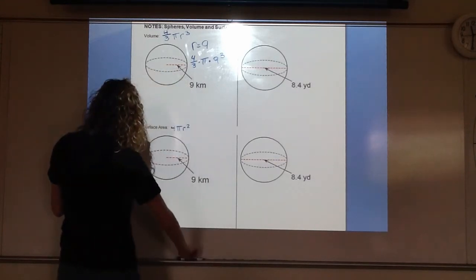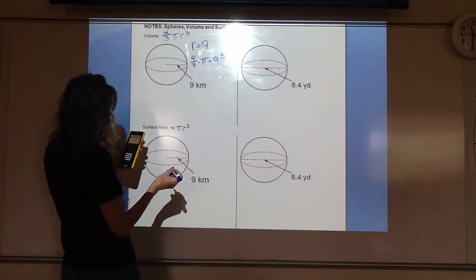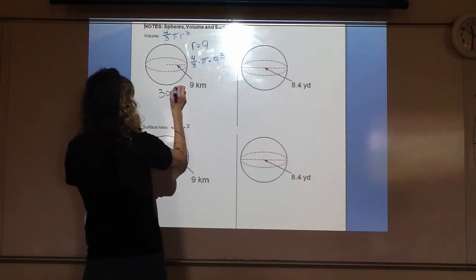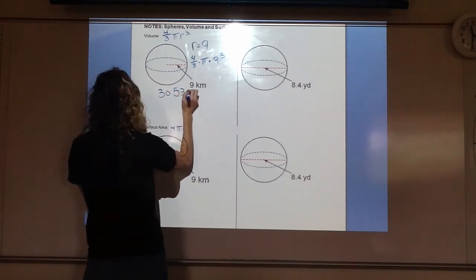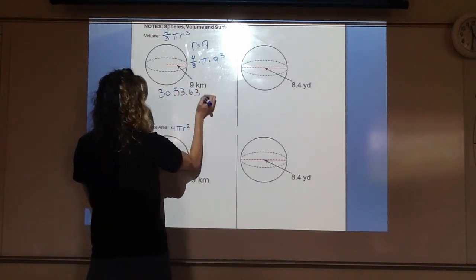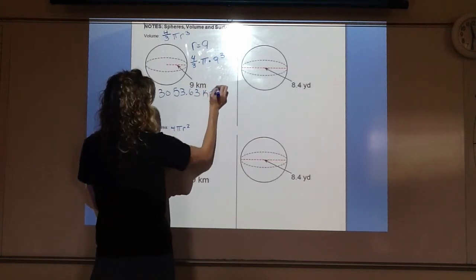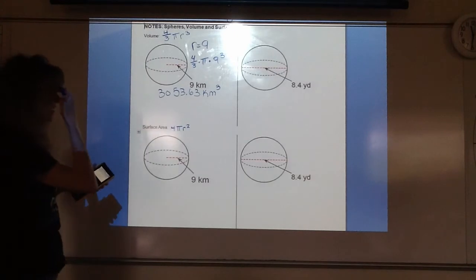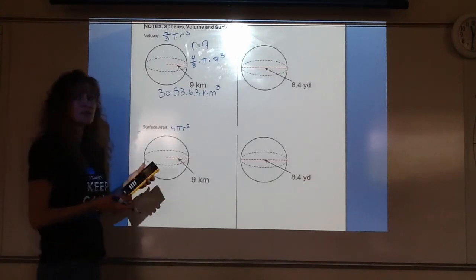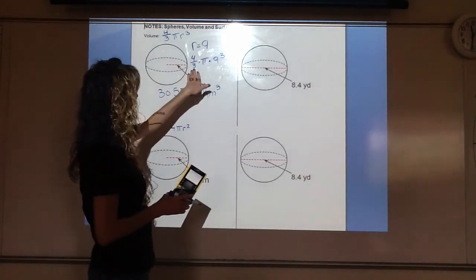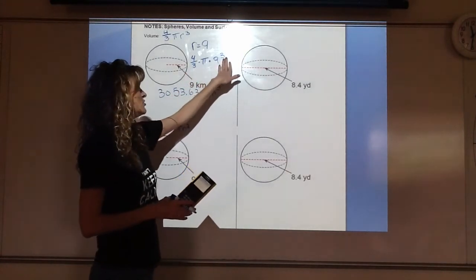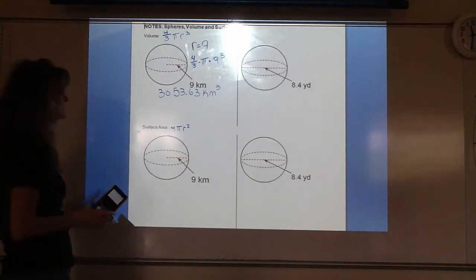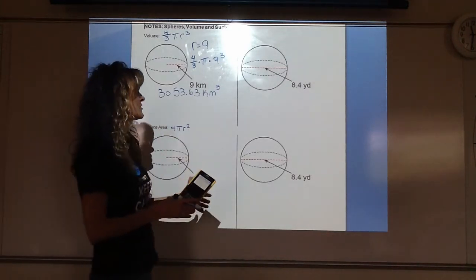And so what you get is 3,053 and 63 hundredths. And since it is volume, it's cubic, so kilometers cubed. Pretty simple. I can also leave it in terms of pi. That means I would go 4/3 times 9 cubed and put the pi on the end. And we like doing that because it's pretty easy. But with this formula, just plug it in your calculator.